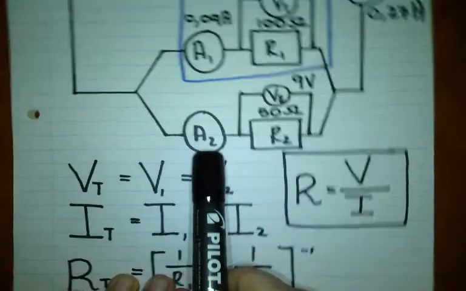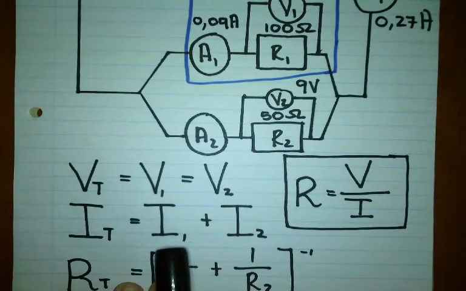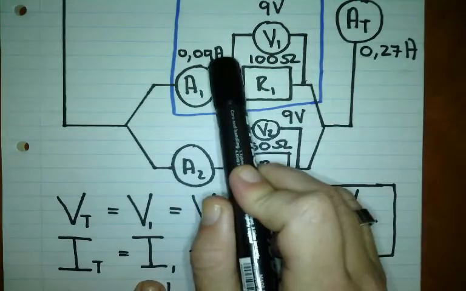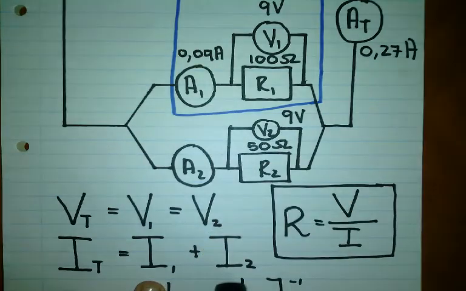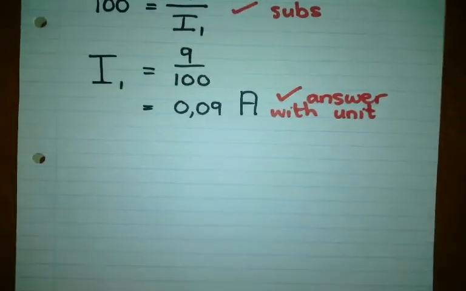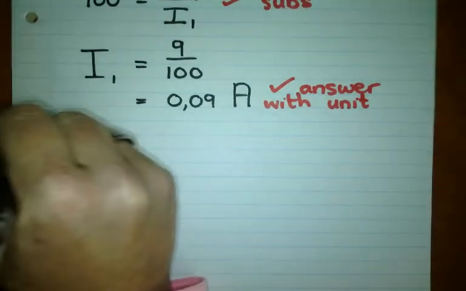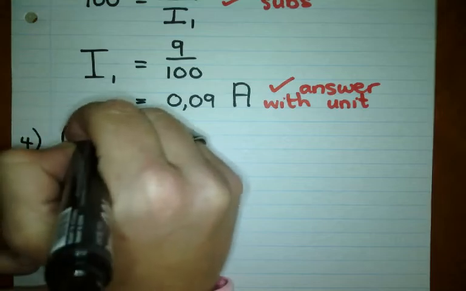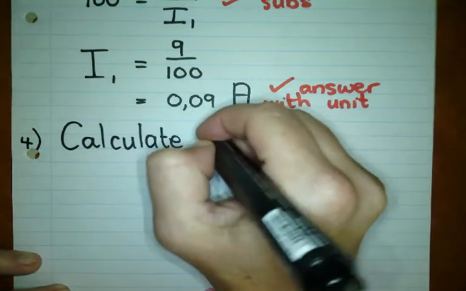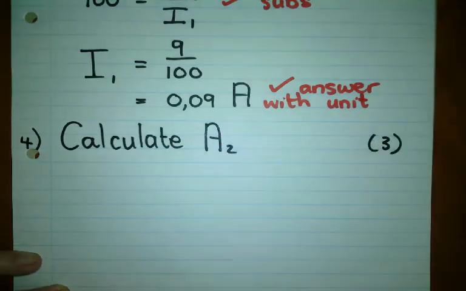Alright, now again, if I look here, I have a mathematical relationship that can help me out here. I have the total current. I have the current through ammeter 1. And so getting to ammeter 2 is easy. And you see why I write in the information as I go along. So the last question is going to be calculate A2. It's a calculate question, 3 marks.